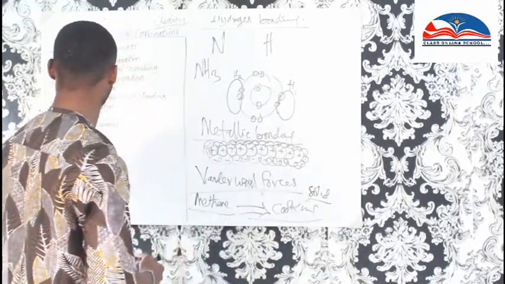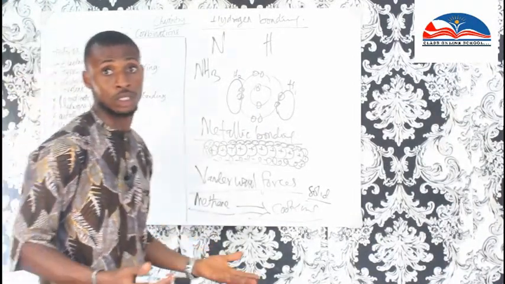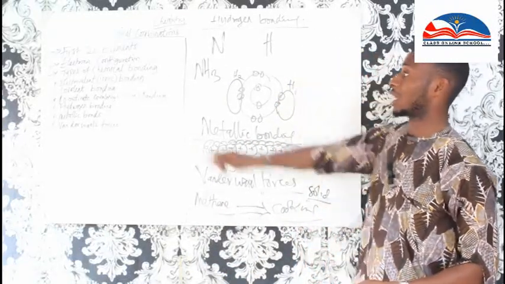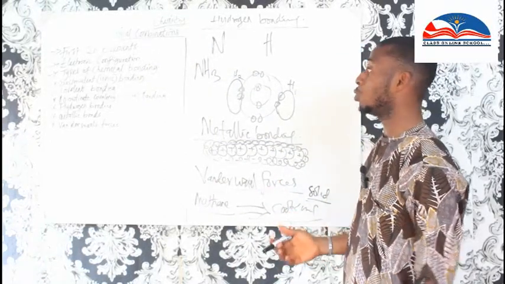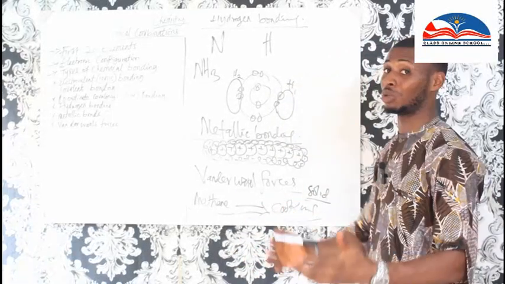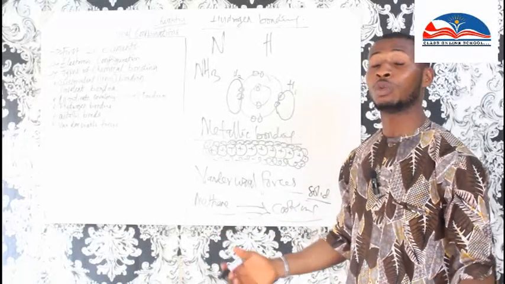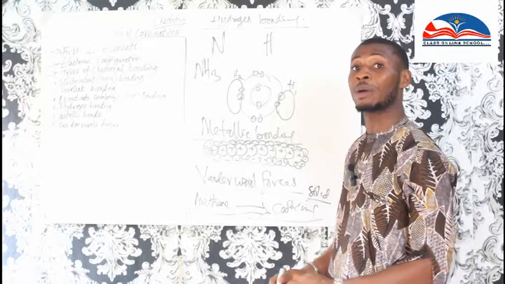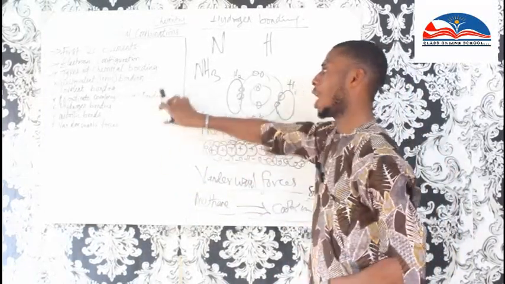Okay, so I think I have covered what we have for today's class. We started with the first 20 elements, the electronic configuration, and the types of chemical bonding. Between metals and non-metals, we have covalent bonding, the bonding whereby electrons are shared, whereby you bring one and I bring one to form a lone pair of electrons.